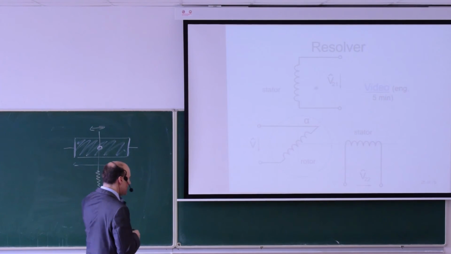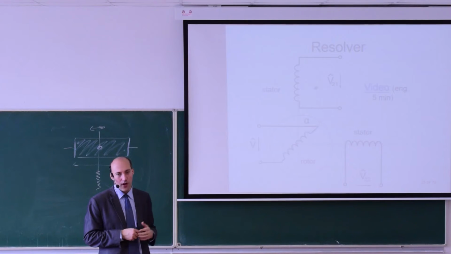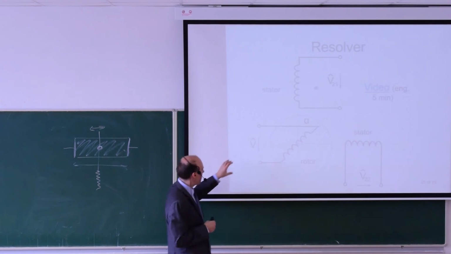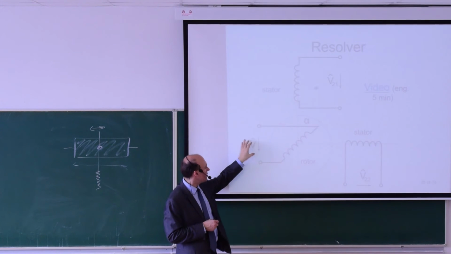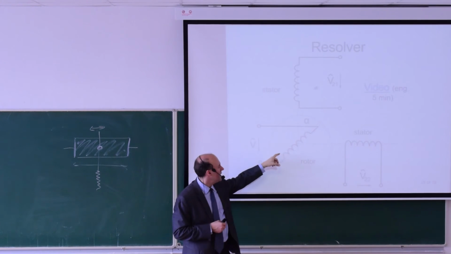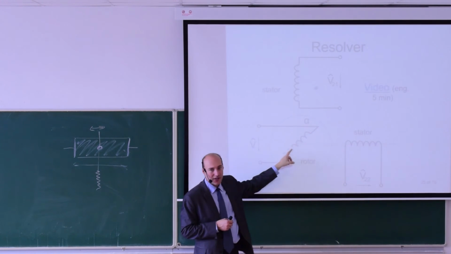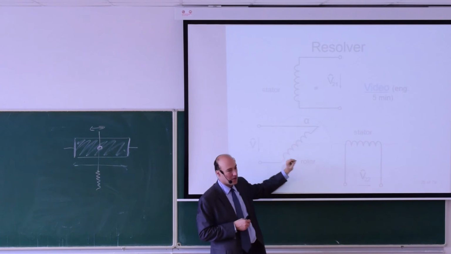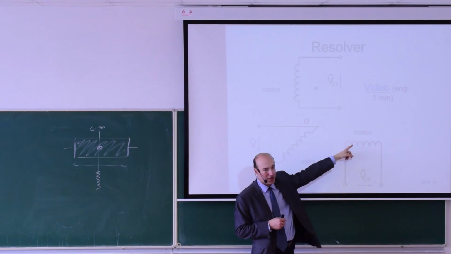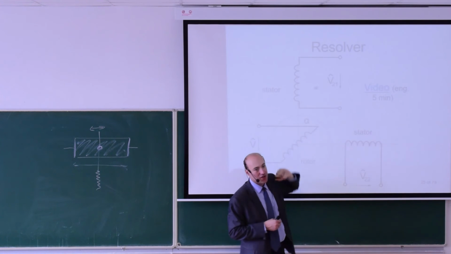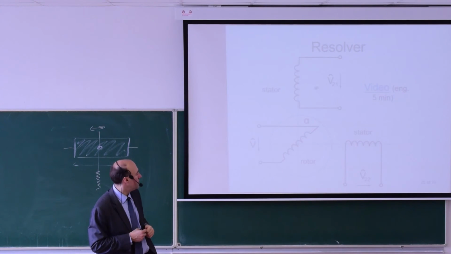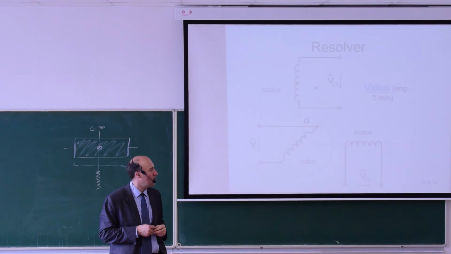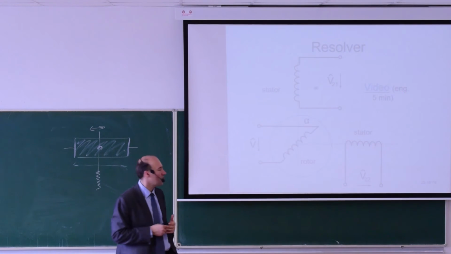The resolver is using the induction as well. You power the rotor winding with an AC voltage. So here you have an AC voltage. This creates an AC magnetic flux, and this magnetic flux will induce some voltage in this winding and some voltage in this winding. The amplitude of both the voltages will depend on the alignment.